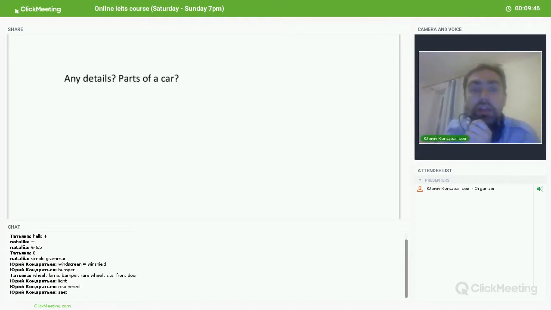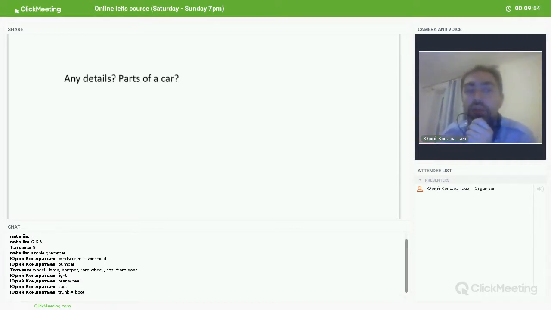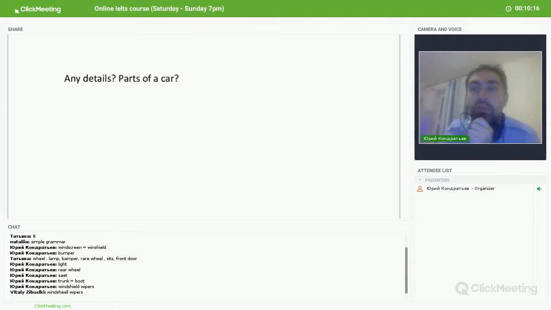You can have trunk or boot. This is where you put your luggage. Boot is British, trunk is American. On top of that, you can mention, for example, does anybody know how to say dvorniki? Windshield wipers, or in British English, windscreen wipers. To wipe, it's an action like this, to wipe. You can wipe the board, for example, wipe off dust from somewhere.